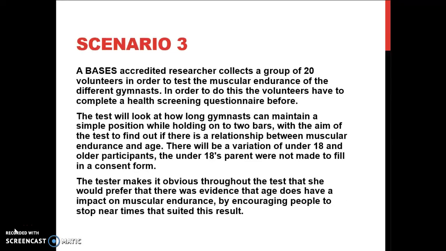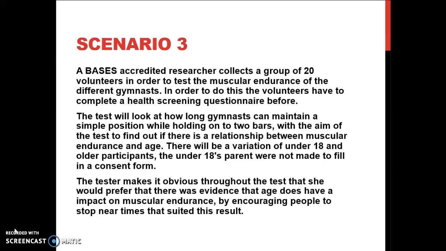Looking at scenario 3, a BASIS accredited researcher collects a group of 20 volunteers in order to test the muscular endurance of gymnasts. In order to do this, the volunteers have to complete a health and screening test before. The test will look at how long the gymnasts can maintain a simple position while holding onto the bars, with the aim of the test to find out if there's a relationship between muscular endurance and age. And there will be a variation of under 18s and older participants. The under 18s will need a consent form.